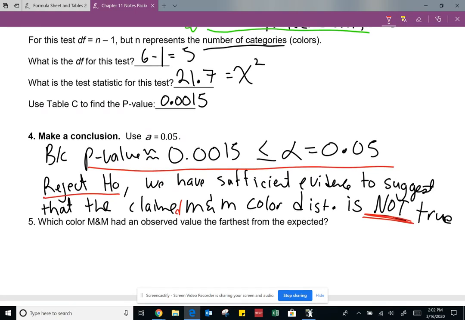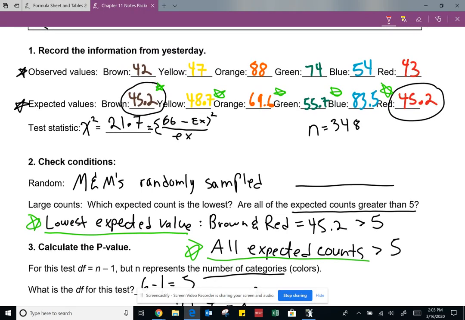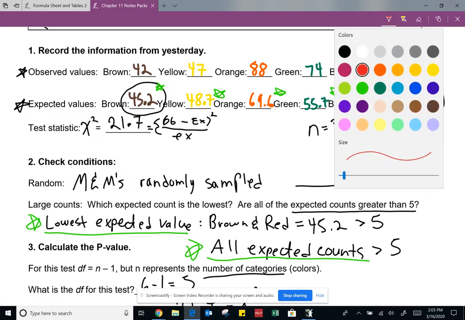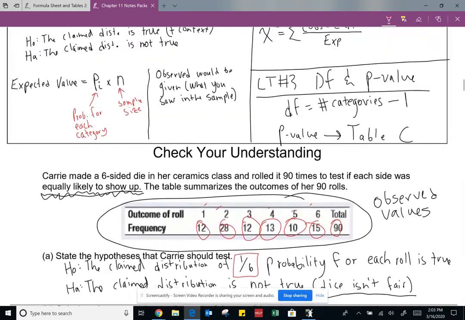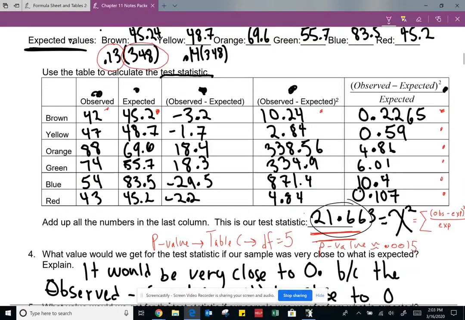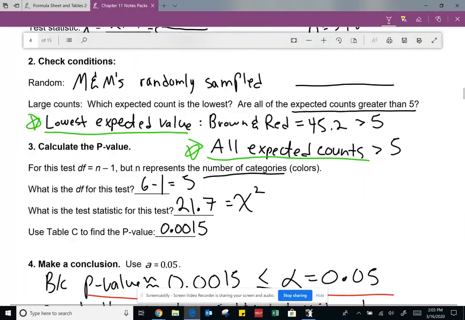And so which M&M had an observed value that was the farthest from the expected? Well, if you go up to here, you would have to just look which observed and expected were the farthest away, and that would be probably this blue right here. If I go up a previous page or two, I could see exactly what their observed values are, and yep, the blue is about 29 away, observed and expected, and that's much larger than the next highest, which is about 18. So we're going to go with blue there for the answer to this question.